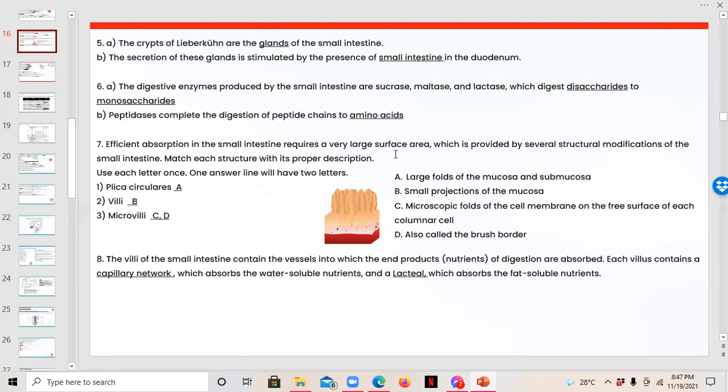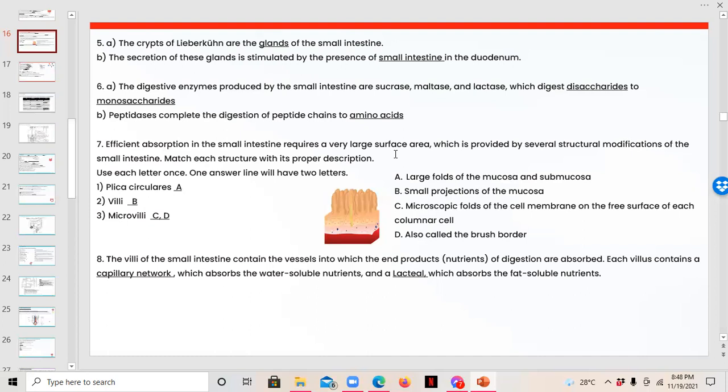Number 7, efficient absorption in the small intestine requires a very large surface area, which is provided by several structural modifications of the small intestine. Match each structure with its proper description. Use each letter once. One answer line will have two letters. Number 1, plica circularis. The answer is letter A, large folds of the mucosa and submucosa.